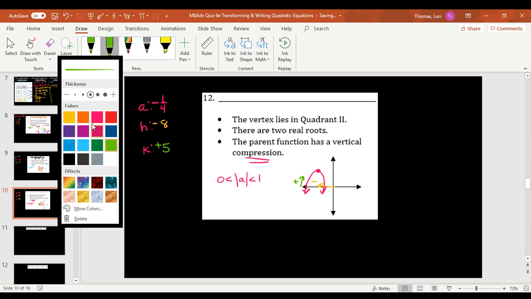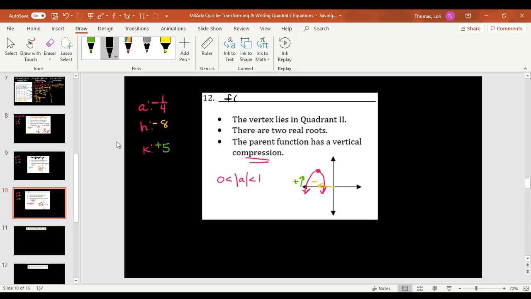So let's put it all together. f of x equals a negative a that is between 0 and 1, x minus -8 plus 5. So again, you're looking for a negative, something between 0 and 1, a plus, and a plus.